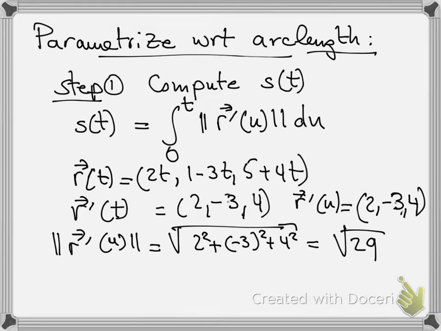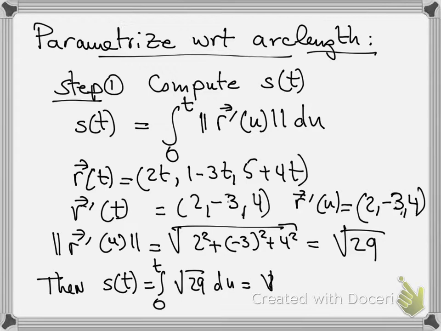So then s of t is just the integral from 0 to t of the square root of 29 du. So that's square root of 29 u from 0 to t, so that's square root of 29 t. So what I'm saying is that s, which is s of t, is equal to square root of 29 t.